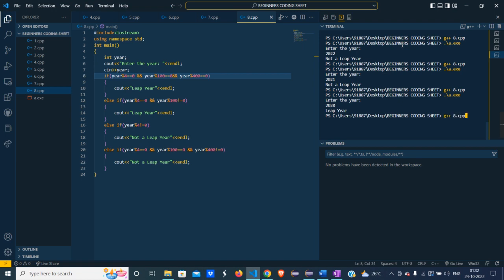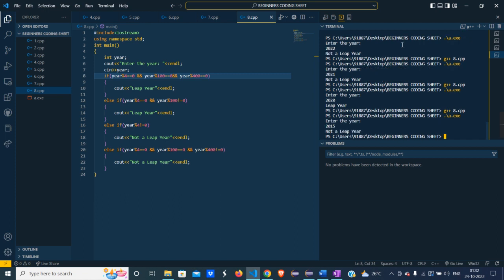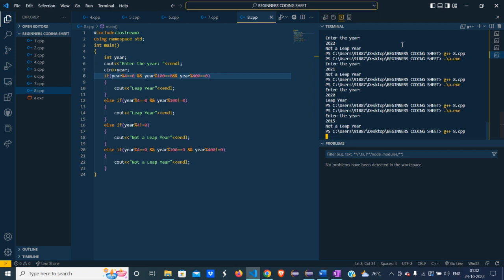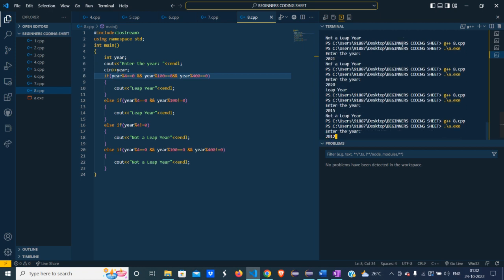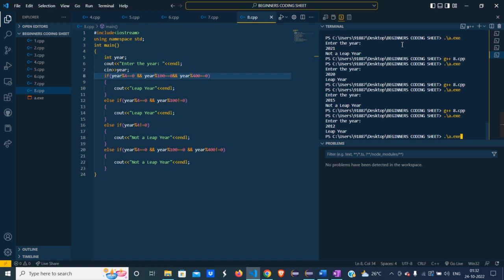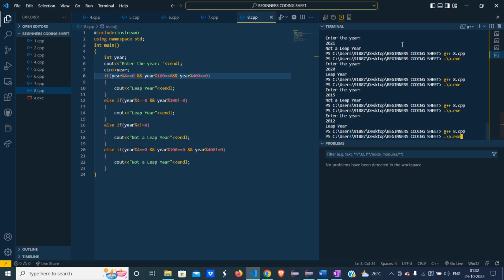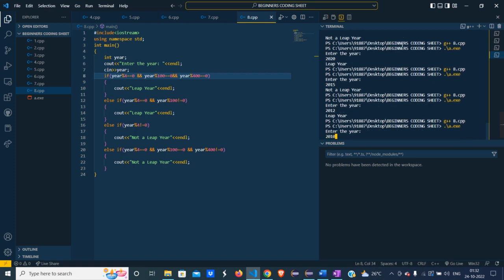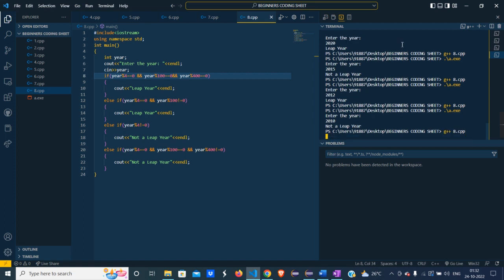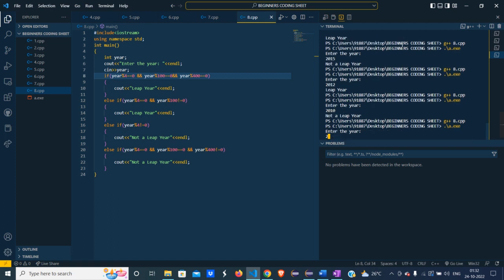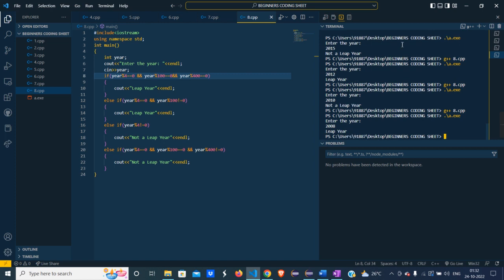So yeah, it's showing us the correct output. Let's check for another input. Let's say 2015. So it was not a leap year. Let's try 2012. So it is a leap year. Yes, right. Let's try 2010. It is not a leap year. Let's try 2008. So it was a leap year.